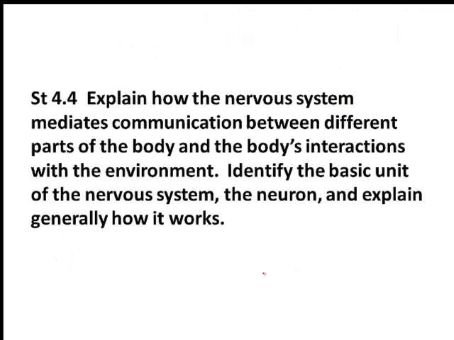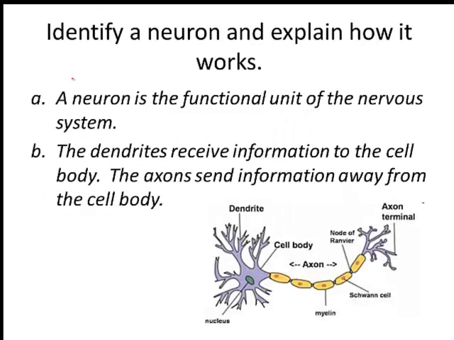Okay. And finally, we have Standard 4.4, which is about the nervous system. One of the things you need to do is identify a neuron and explain how it works. So a neuron is the functional unit of the nervous system. It is the cell of the nervous system.